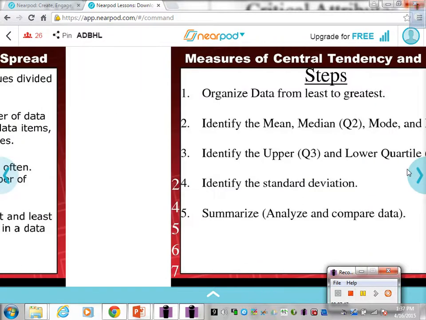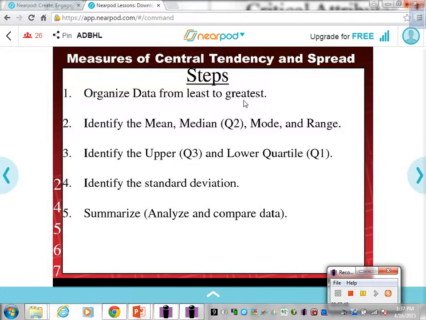Steps. Step 1, we're going to organize data from least to greatest. We're going to find mean, median, and mode, and range. From there, we're going to find the upper quartile, lower quartile, identify the standard deviation, and summarize. Now, step 4, guys, standard deviation, I'm going to let you know. A lot of students in college level, they struggle with standard deviation. What a trip, huh? But hopefully we do this and we clarify it as much as we can today. Okay? All right, here we go.